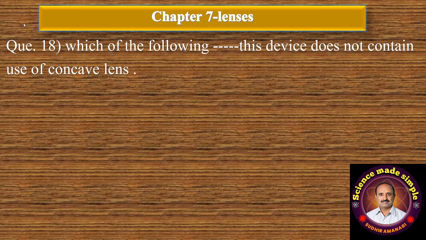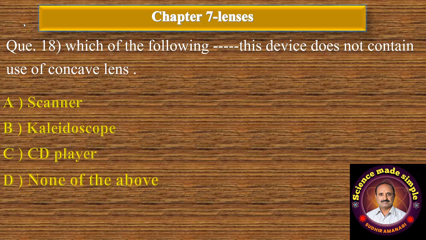Question number 18. Which of the following dash dash device does not contain use of concave lens? Answer A, scanner. B, kaleidoscope. C, CD player. And D, none of the above. Correct answer is option B, kaleidoscope.